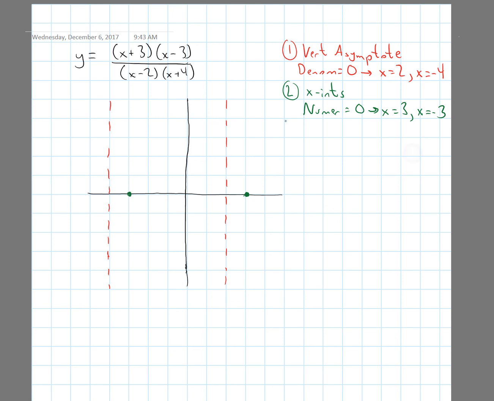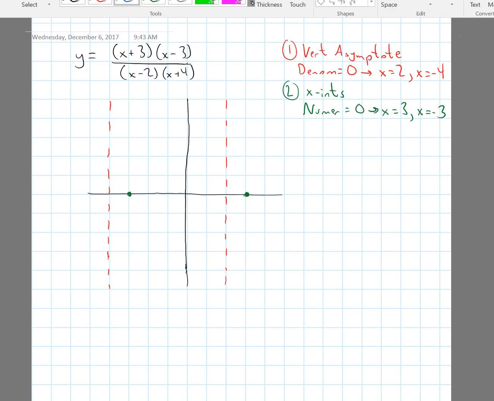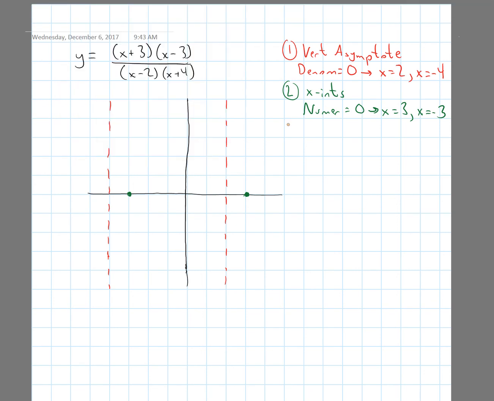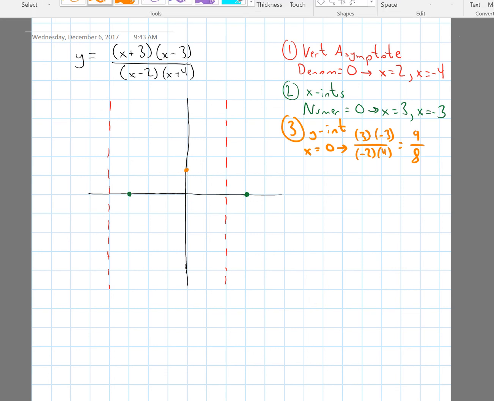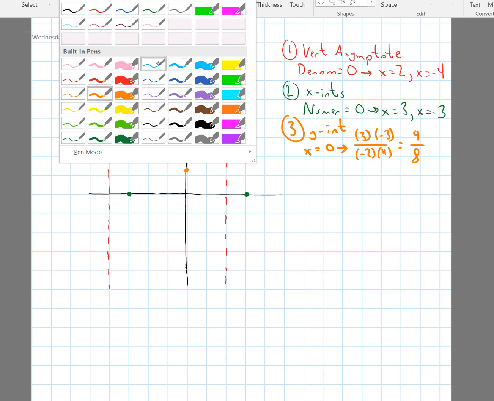The third step is the y-intercept. No, I did not do that in blue last time. I did it in that pretty orange. Which is when x equals 0, and if we plug that in, we get 3, negative 3, negative 2, and 4, which equals 9 over 8. So, whatever fraction, but plot 9 over 8 well enough, approximately, of course. There's so many good colors on this.